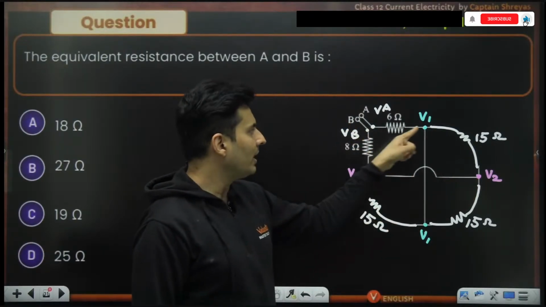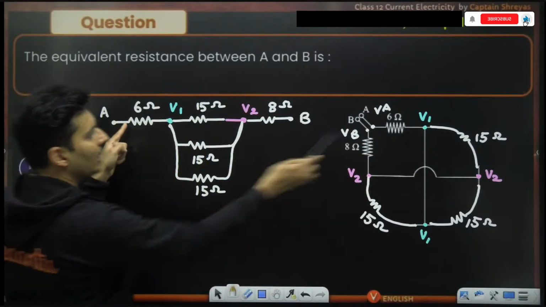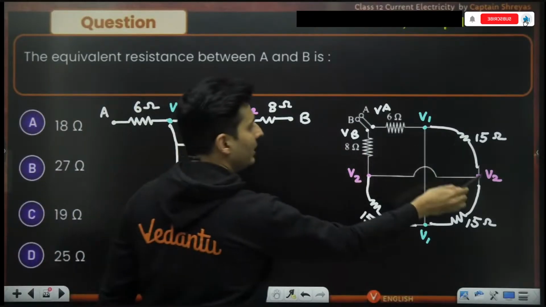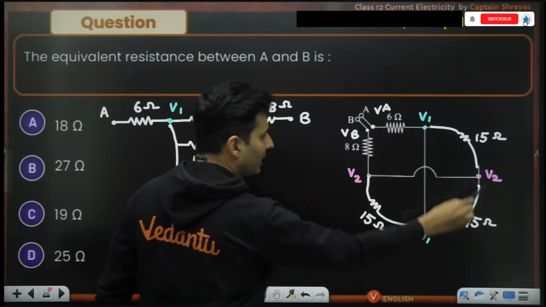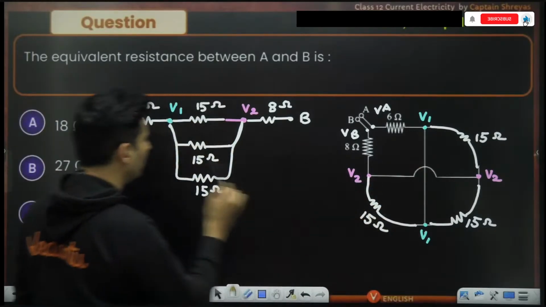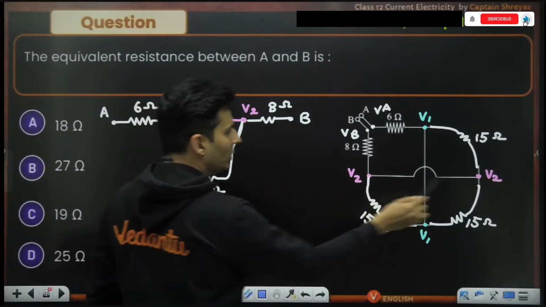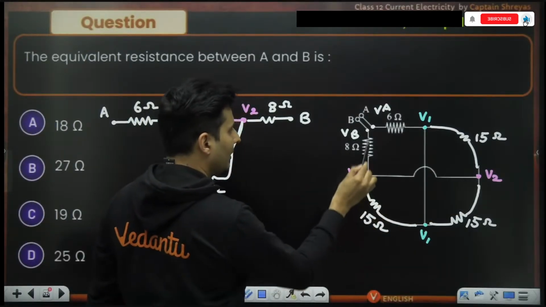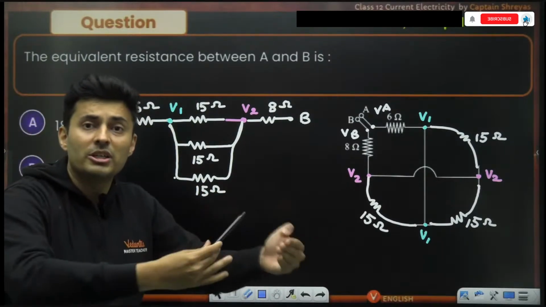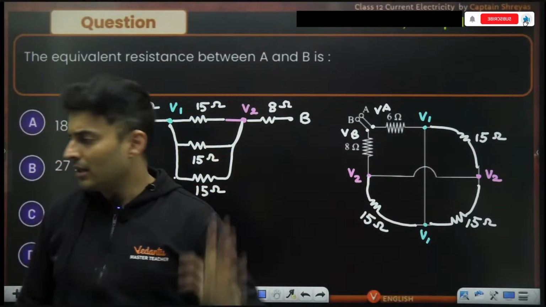So we started from A, we proceeded towards V1, and we encountered 6 ohms. V1 is connected via 15 ohms to V2. Also, V1 is connected via 15 ohms to V2 again. And V1 is again connected via another 15 ohms to V2. That is what we saw. And this V2 overall is connected via 8 ohms to B. So it's a simple procedural approach: go step by step, start from a point, finally end up at another point.